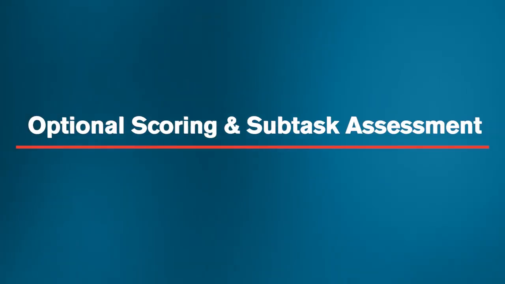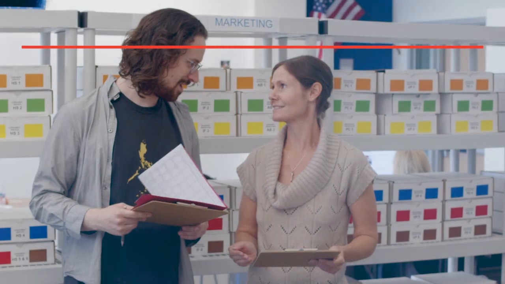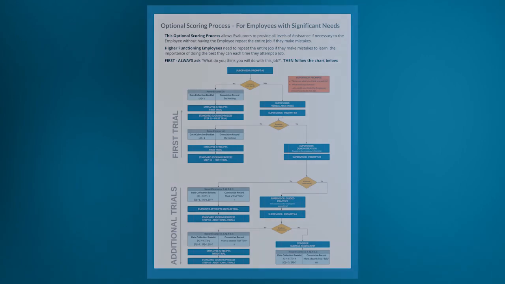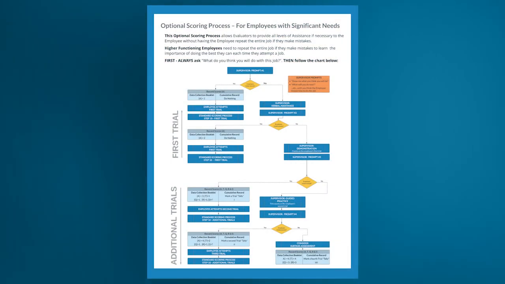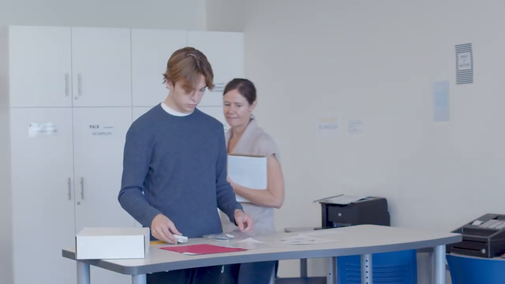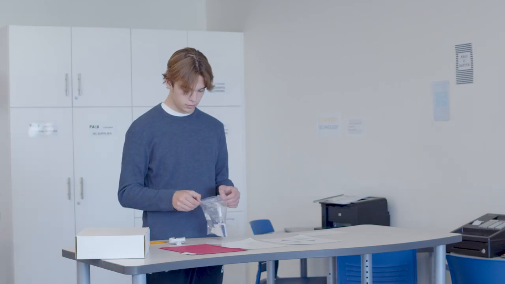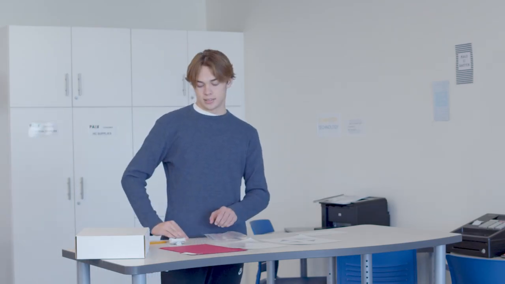For employees with significant needs, PAES supervisors have 2 alternative scoring methods they can use if necessary: the optional scoring process and the subtask assessment. The optional scoring process allows supervisors to provide all levels of assistance if necessary, without having the employee repeat the entire job. Keep in mind, however, that employees with higher function need to repeat the entire job if they make mistakes to learn the importance of doing the best they can each time they perform a job.